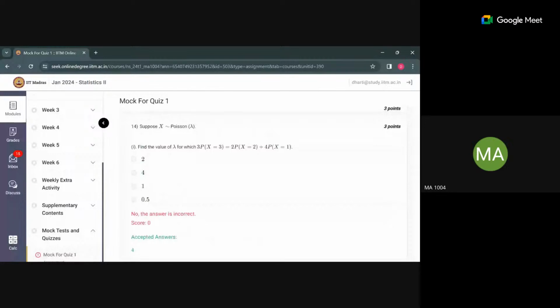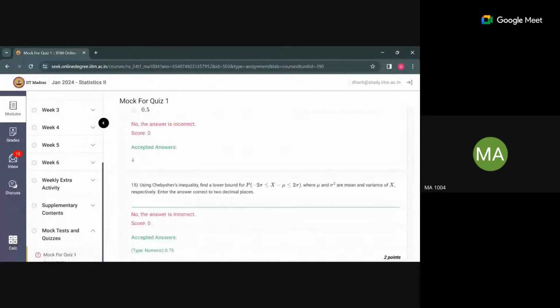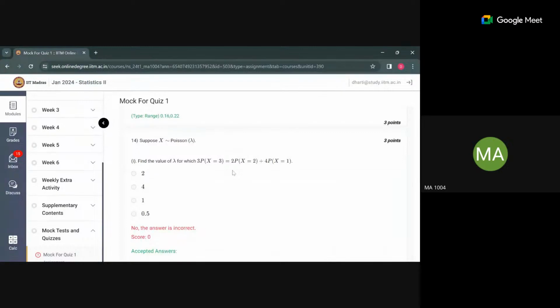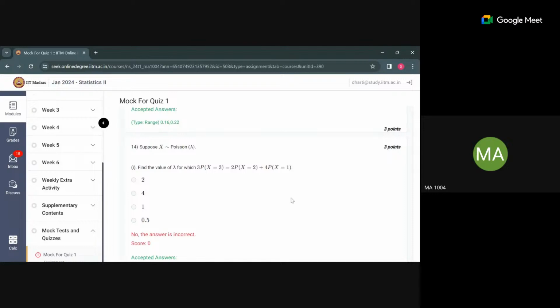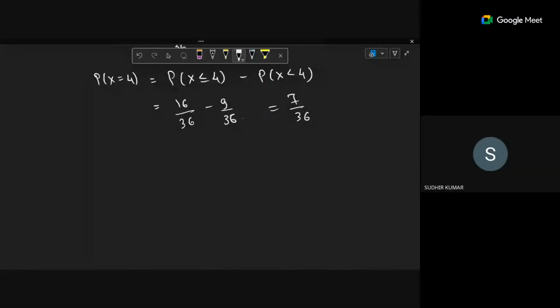Then question number 14, right? Yes. Suppose x is a random variable which is following Poisson distribution, then find the value of lambda for which this condition is satisfied. Okay. How did you guys try this question? Yes, ma'am. Okay. So this is again a direct question. Just tell me how to do that. Simply put the values in e power minus lambda, lambda power x upon x factorial and solve for lambda.